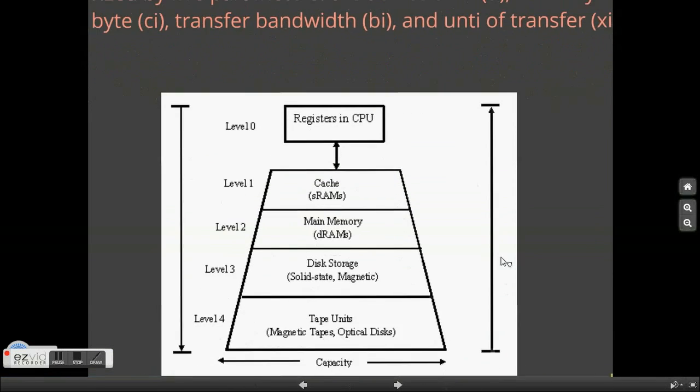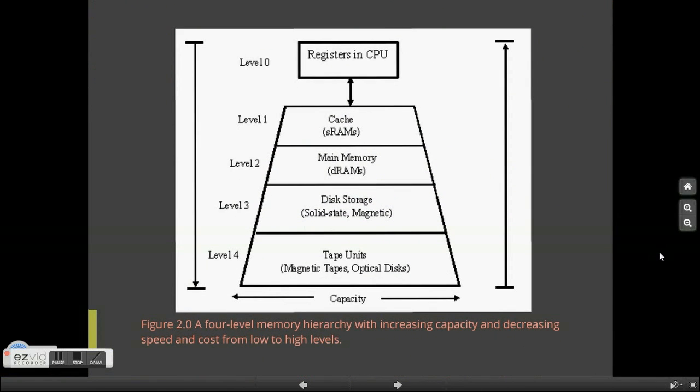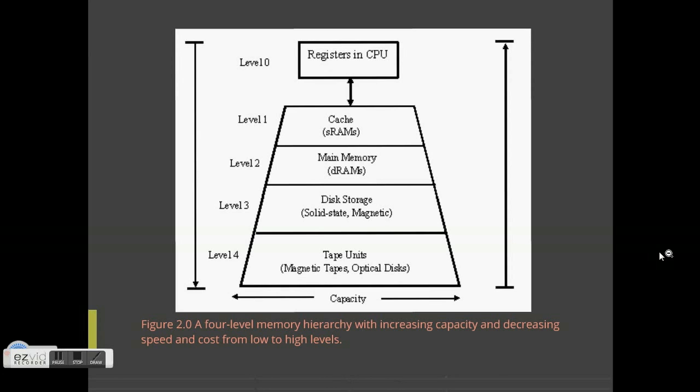So you can see in Figure 2.0, as the level increases, the capacity increases and the access time also increases. However, the cost per bit is decreased.